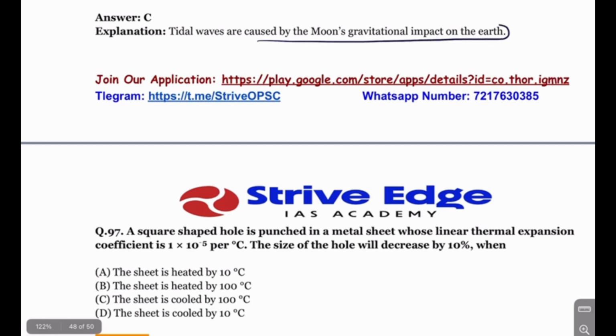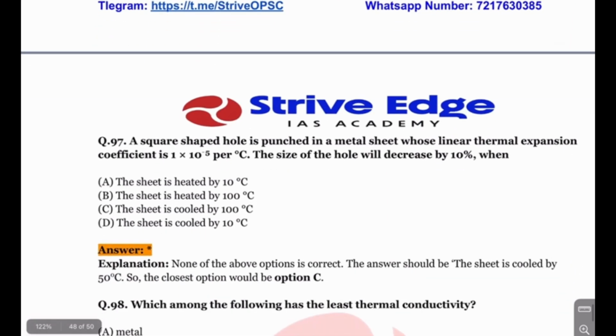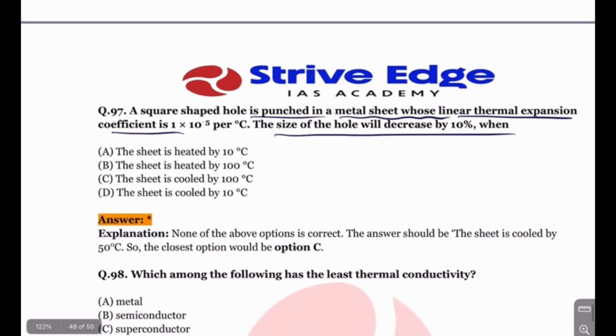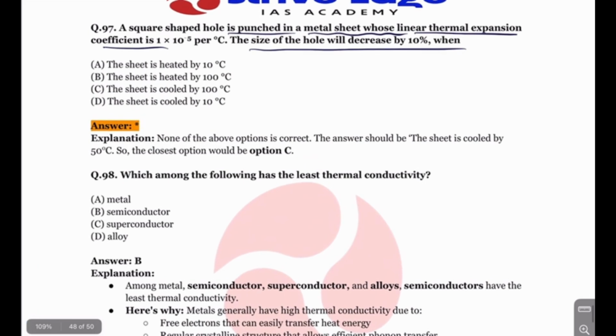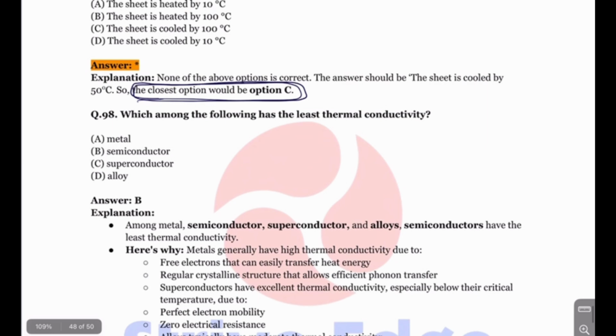The next is, a square shaped hole is punched on a metal sheet whose linear thermal expansion is 10 to the power minus 5. The size of the hole is decreased by 10%. So this question is actually quite controversial. We have tried a lot, but it is very difficult to find the answer. So the closest option given is C, and the option that is most appropriate as of now is C, but we don't know what the correct option is. What is the correct option, that is going to be given by OPSC.